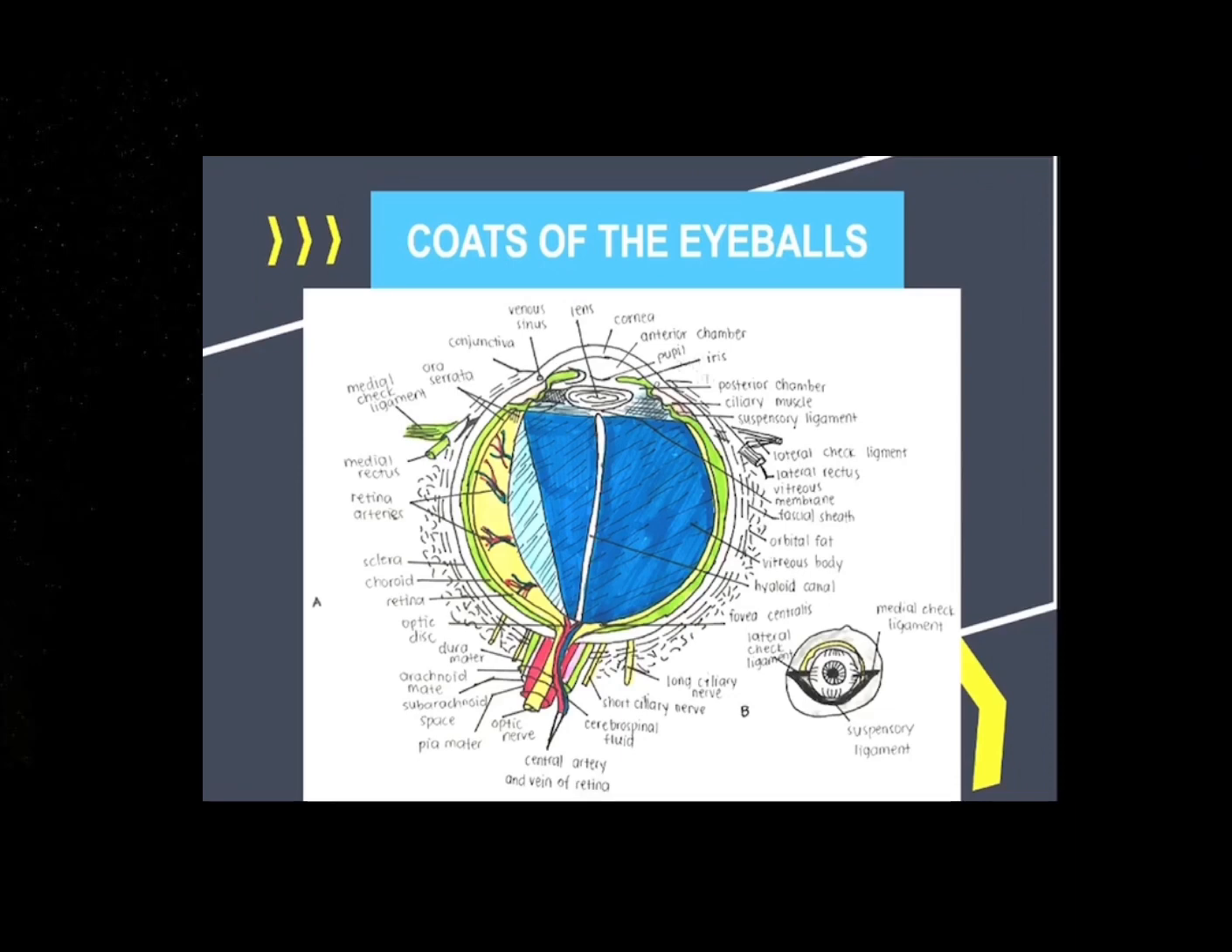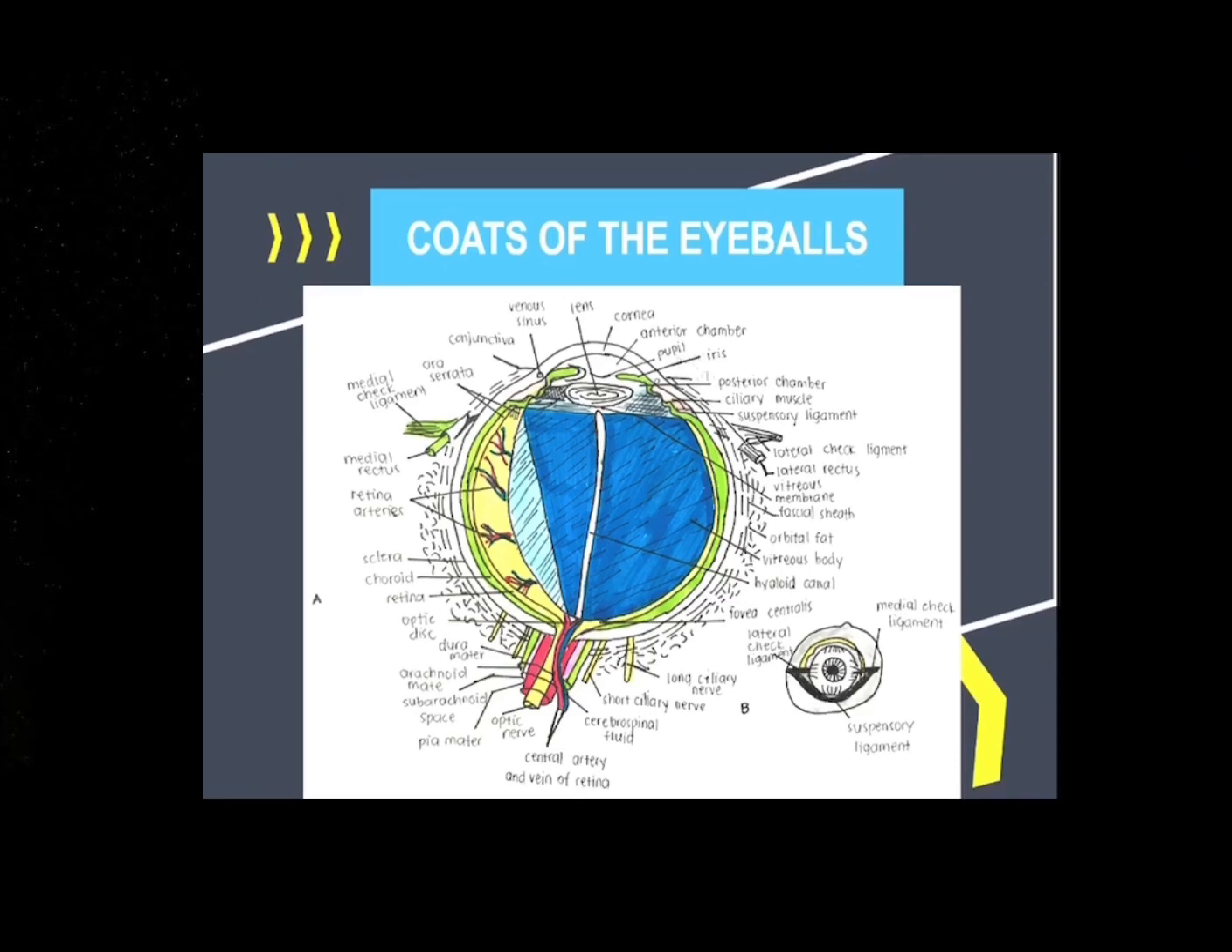First, the fibrous coat is made up of the posterior opaque part, the sclera, and the anterior transparent part, the cornea. Then the opaque sclera is composed of dense fibrous tissue and is white. Posteriorly, it is pierced by the optic nerve and is fused with the dural sheath of the nerve. The sclera is also pierced by the ciliary arteries and nerves, and their associated veins, the venae vorticosae.